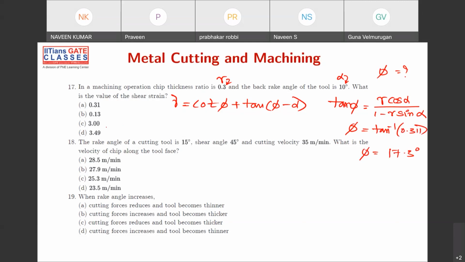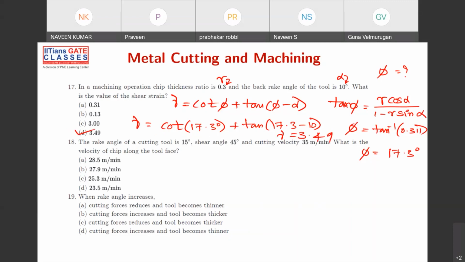Then once you get phi, you substitute here, that is gamma is equal to cot 17.3 degrees plus tan 17.3 minus 10, that is cot 17.3 plus tan 7.3. So gamma you'll get approximately, according to my calculation, is 3.49. Answer is 3. Is it clear? This is how you have to solve. Is it clear, guys?